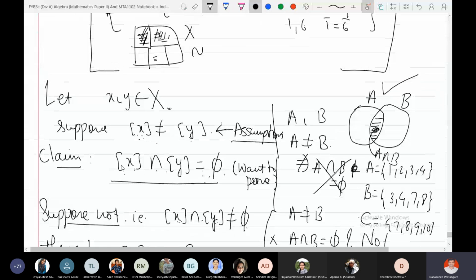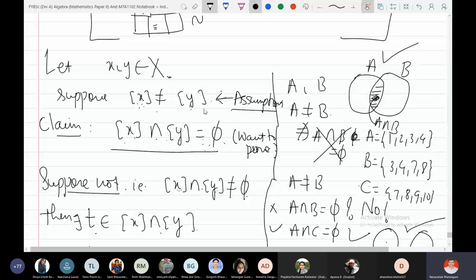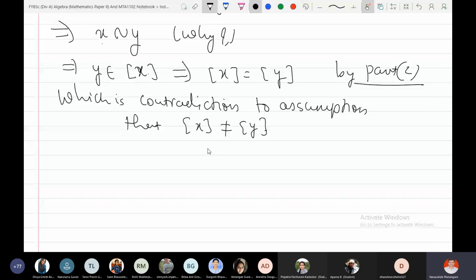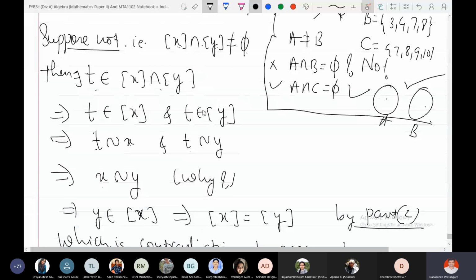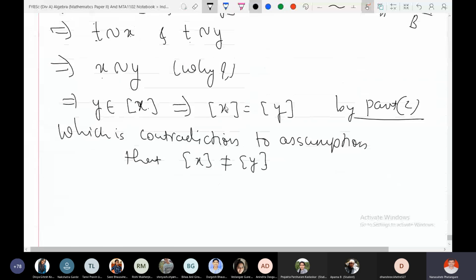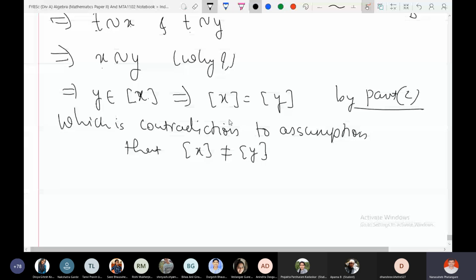We assume that the classes are not the same, and we wanted to prove that the classes are disjoint. Suppose not disjoint, then we came to a contradiction to the assumption that the classes are not the same. What we reach is that the classes are the same. Right? So that is what the contradiction is. That means if the intersection of two equivalence classes is non-empty, then the classes are equal.